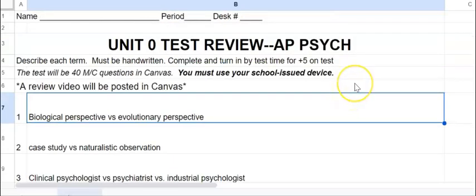As a reminder, if you fill out your review sheet and turn it in right before our test on Tuesday, you'll get an extra 5 points on your test.